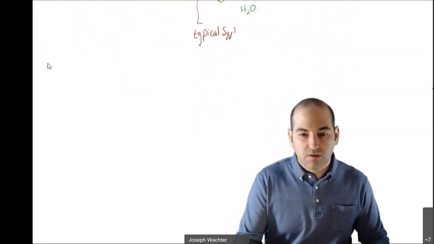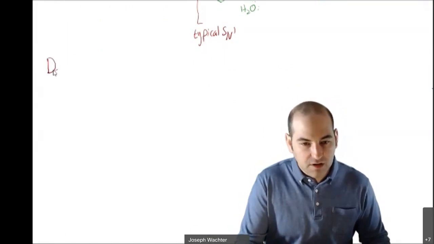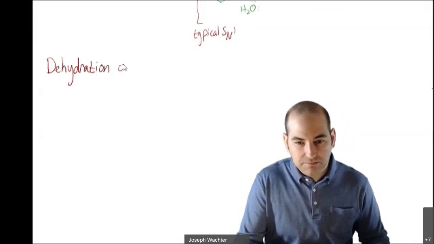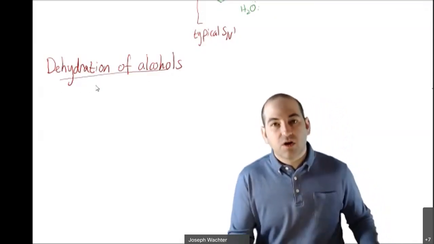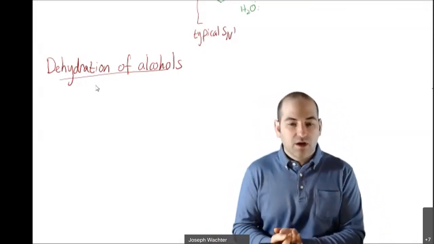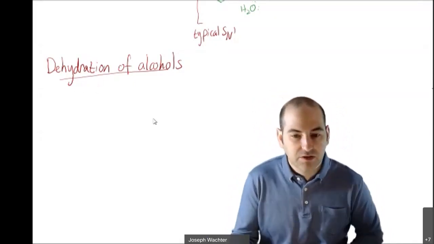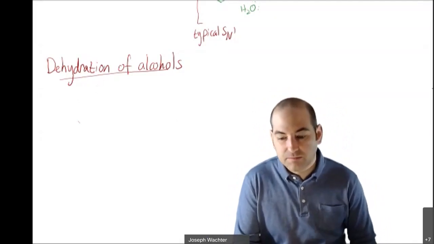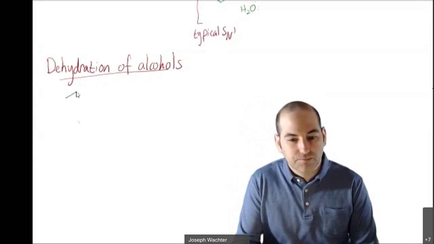We can also do that then with our E1 mechanism. And this is often called dehydration. As you might expect, that word dehydration means loss of water. So if we lose H and OH through an E1 type mechanism, that's generally referred to as dehydration. And so you can take alcohols and you can heat them up with acid and get them to form alkenes.